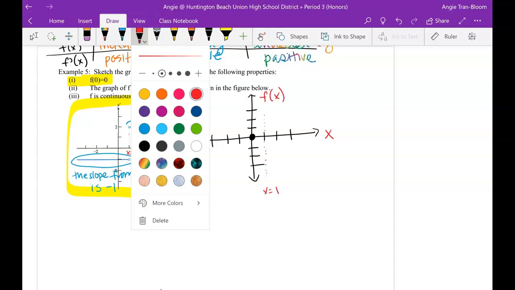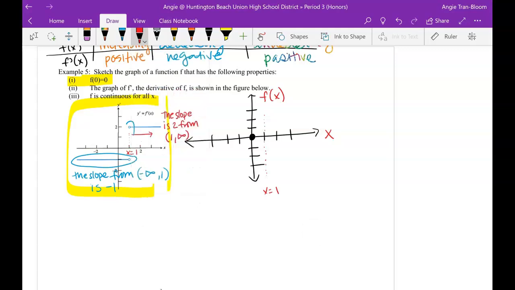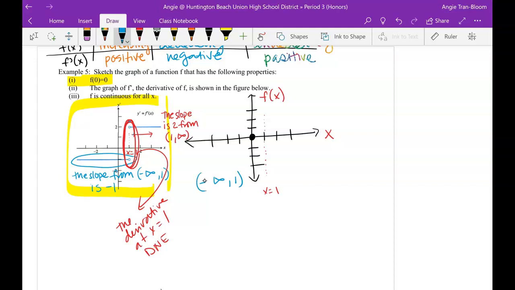I think my computer's frozen, so okay. I want to pinpoint something really quickly. The slope at 1, as you can see, does not exist, okay? So the derivative at x equals 1 does not exist, okay? So let's do it. The slope from negative infinity to 1 is negative 1.